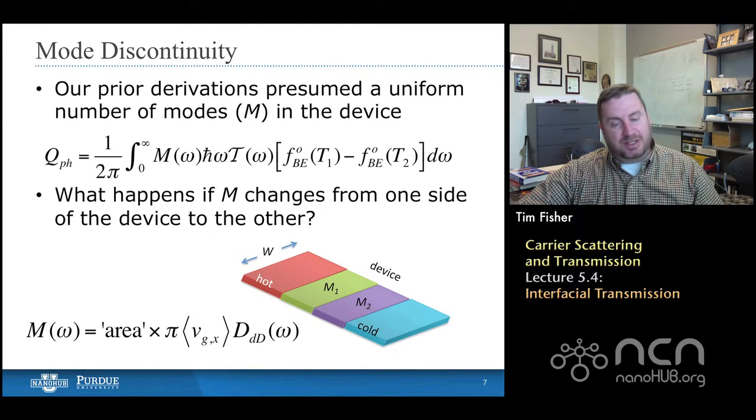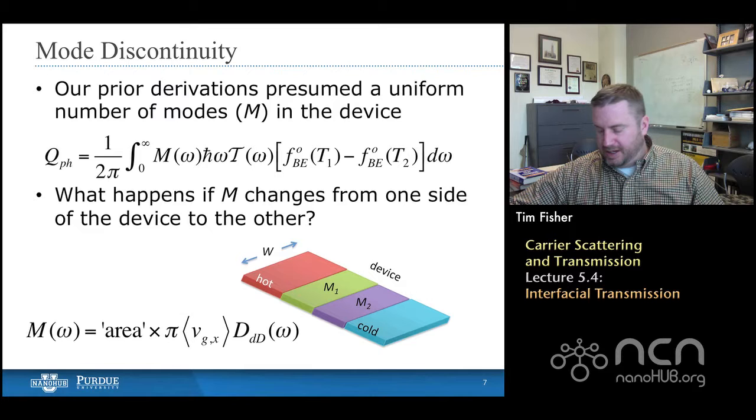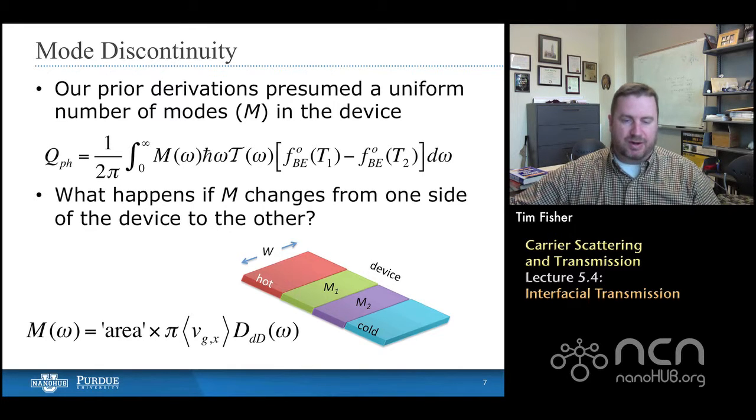You could see that, simply if the group velocity were to change, for example, you could have a change in the number of modes. And certainly there are ways to change the density of states. And so we have to be very careful about what's happening at an interface as compared to just a pure scattering event, which we talked about in the last couple of lectures.